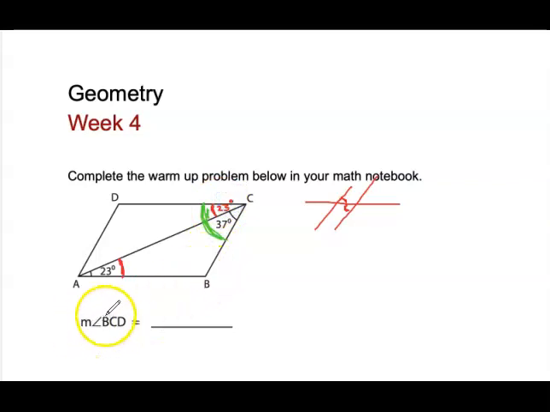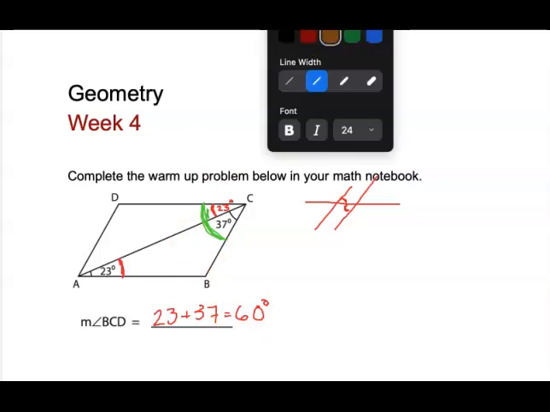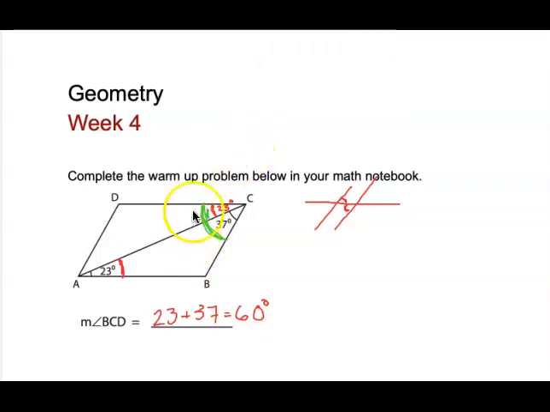And now to find the measurement of angle BCD, we're just going to add that 23 degrees plus that 37 degrees, and we get a grand total of 60 degrees. So the measurement of angle BCD, that entire angle, is going to be 60 degrees. So this entire thing is going to be 60 degrees. So remember, things that we learned in first semester can help us continue to solve things that we're learning about in second semester.